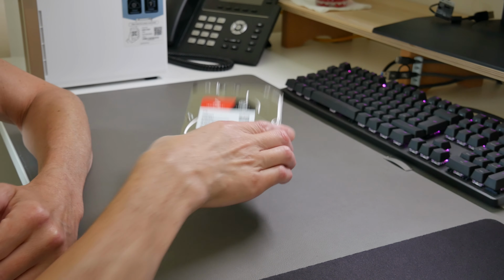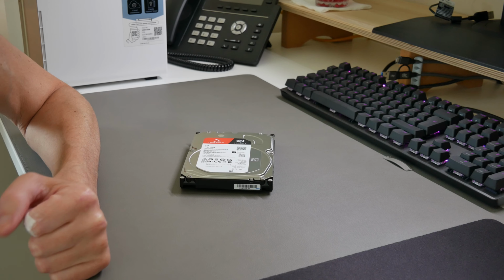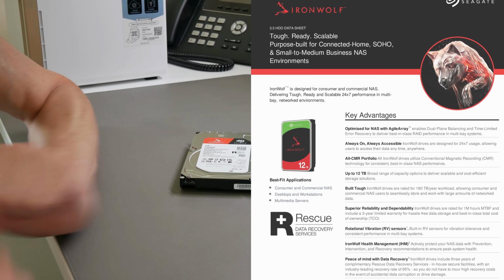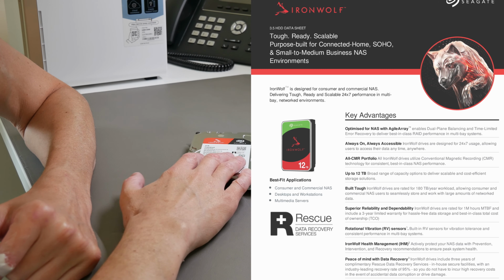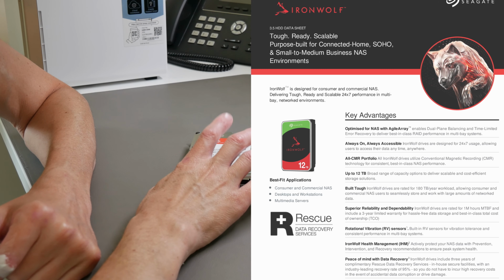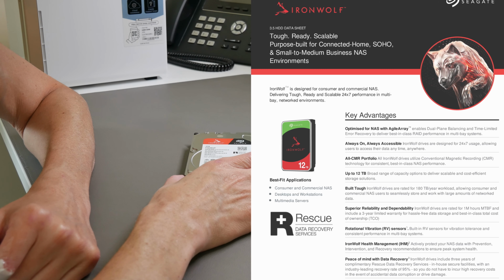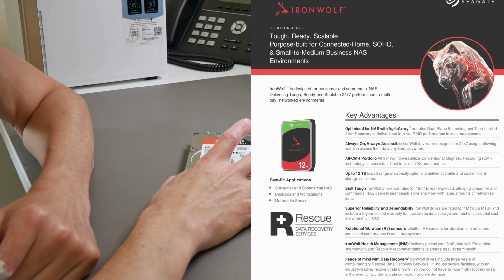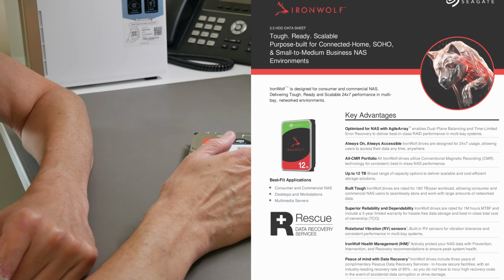So we'll just put that hard drive down there, and we'll just go through some of the basic specs. They are optimized for NAS with AgileArray, so it enables dual plane balancing and time limited error recovery to deliver best in class RAID performance in multi-bay systems. They are always on, always accessible. IronWolf drives are designed for 24/7 usage, allowing users to access the data anytime, anywhere.